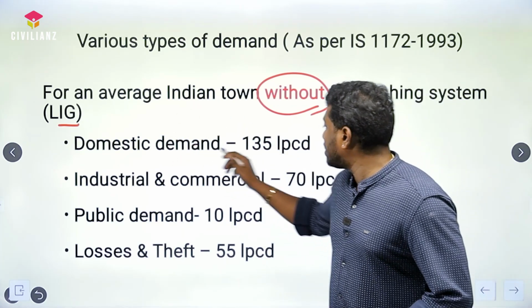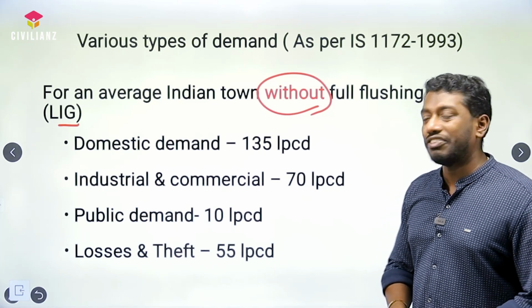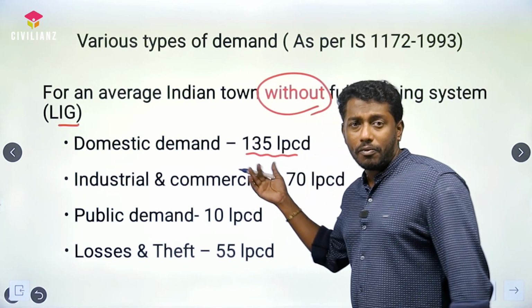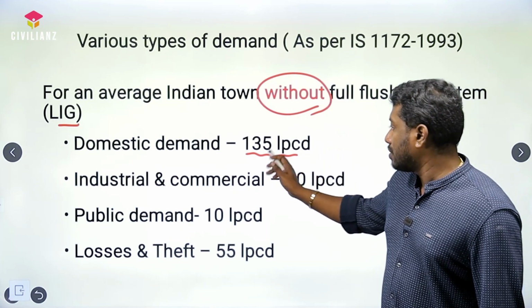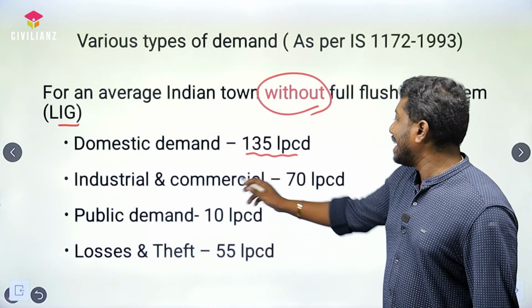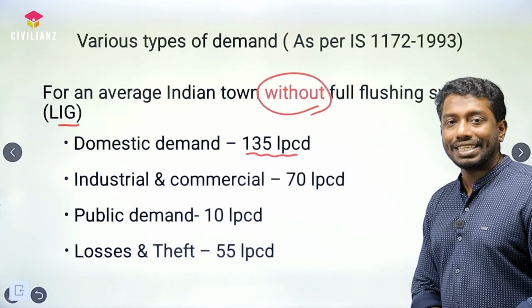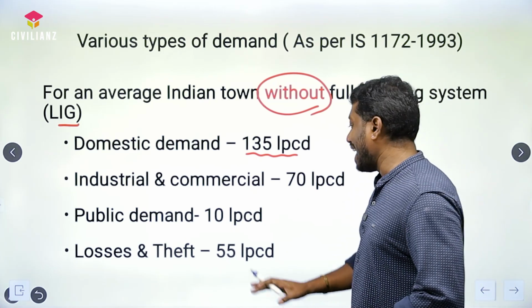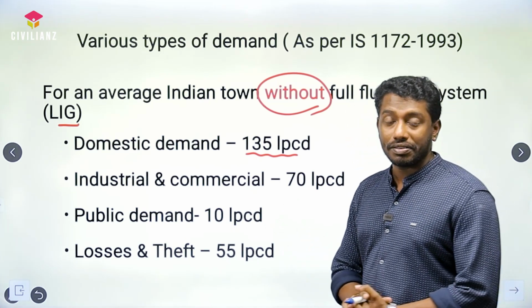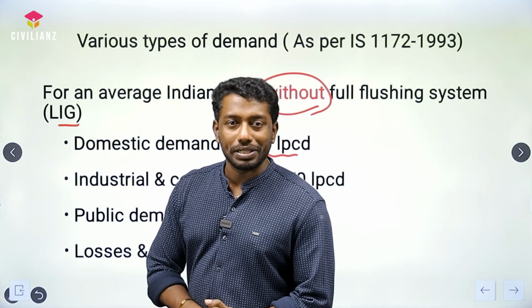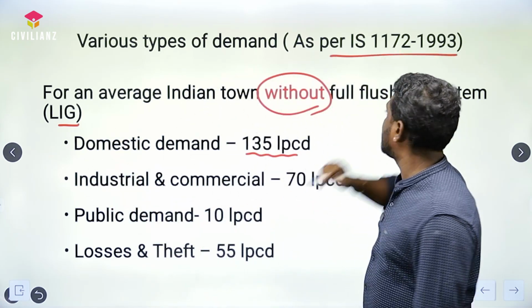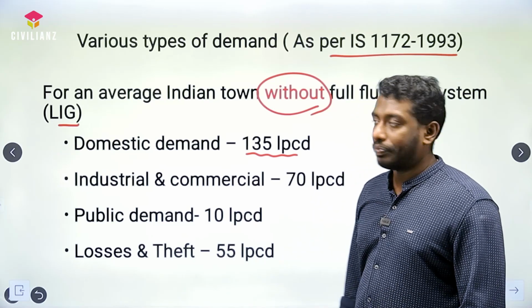So here domestic demand is about 135 LPCD. This was asked many times. This is a previous question. Then industrial and commercial demand 70 LPCD, public demand 10 LPCD, and losses and theft 55 LPCD. These are the various types of demand according to the code 1172/1993.